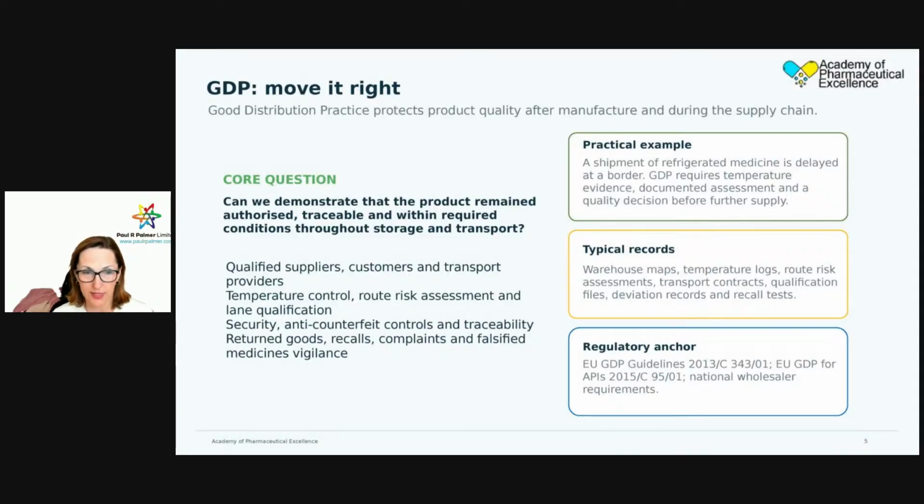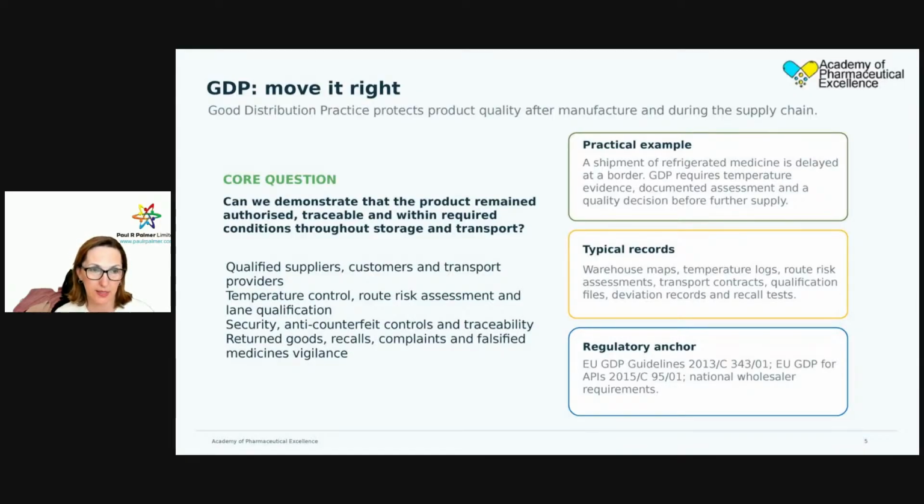Was the route risk assessed? Is our data reliable? And who is authorized to make the quality decisions before the product supply goes further? And the typical GDP records include your warehouse maps, temperature logs, your route risk assessments, transport contracts, qualification files, recall tests, supplier qualification records, and returned goods assessment.